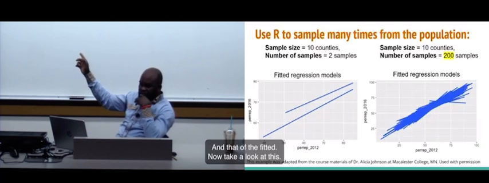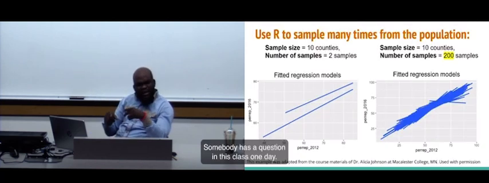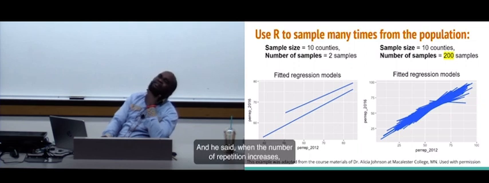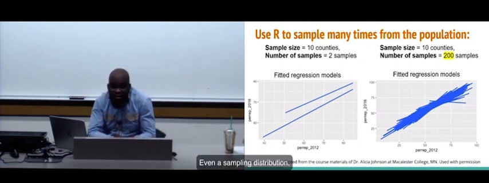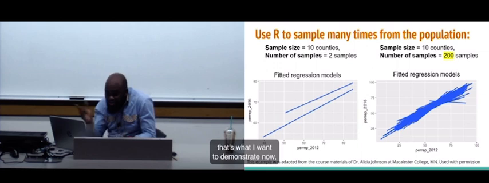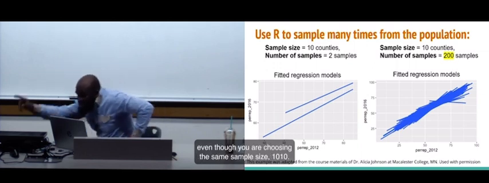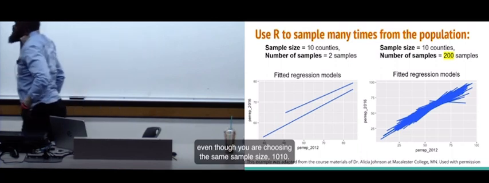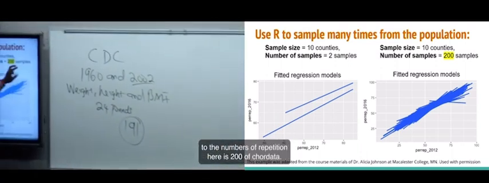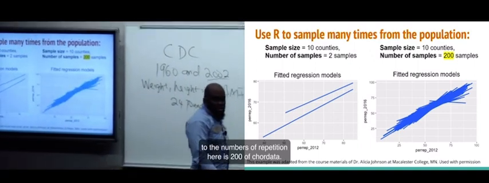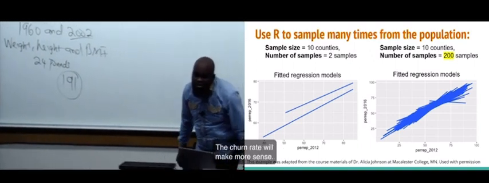Now, take a look at this. Somebody had a question in this class one day, and he said that when the number of repetitions increases, that could contribute to the quality of the model. Yes, that's what I want. Even in sampling distribution, that's what I want to demonstrate now. Even though you are choosing the same sample size, 10, the number of repetition here is 2. The number of repetition here is 200. Of course, the 200 will make more sense.